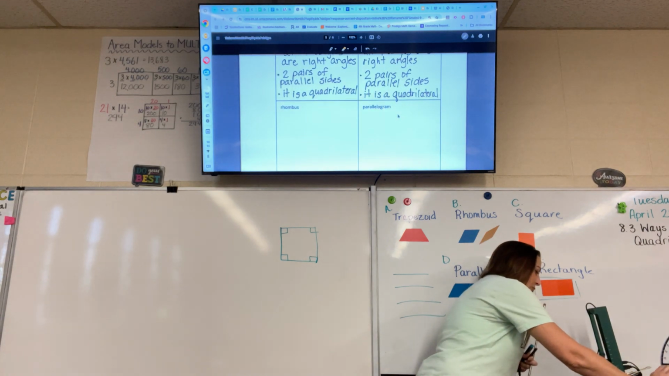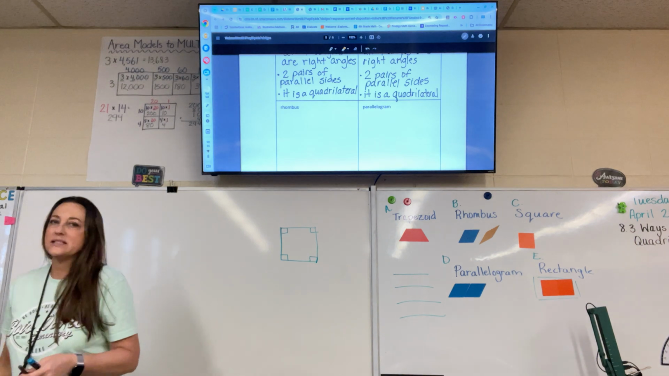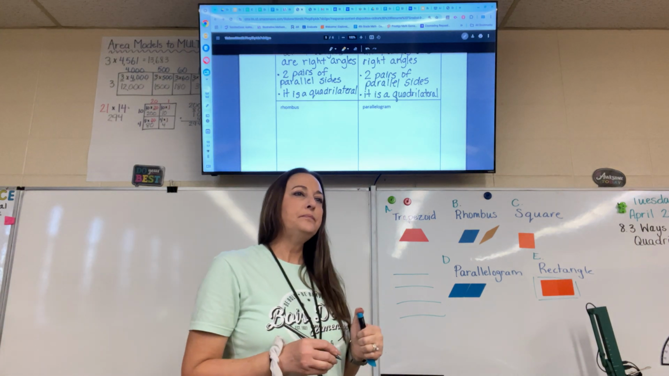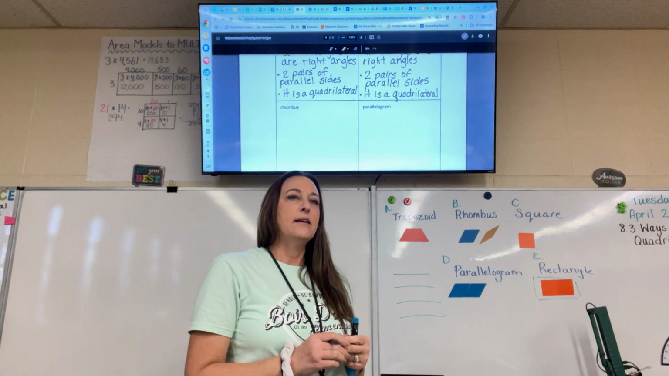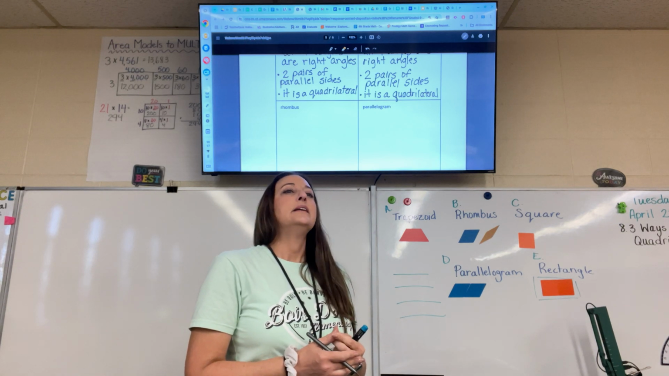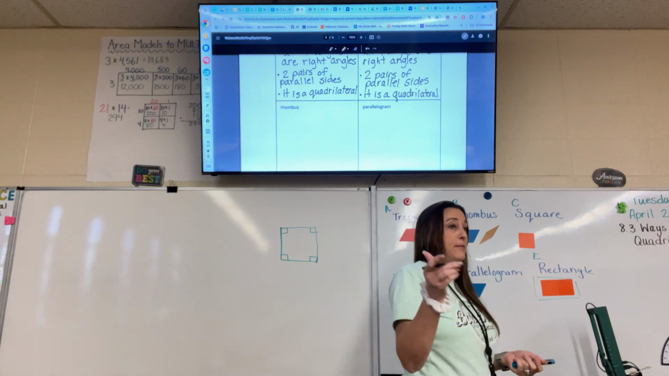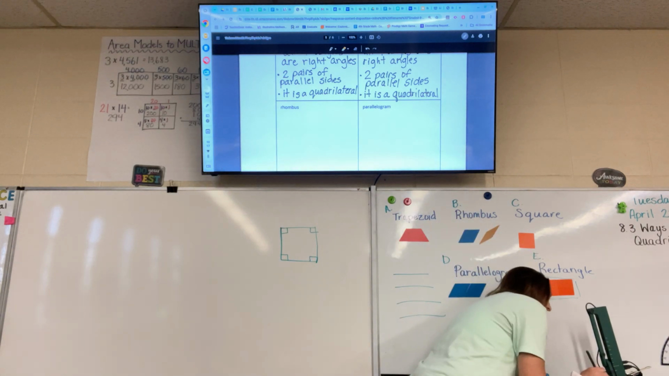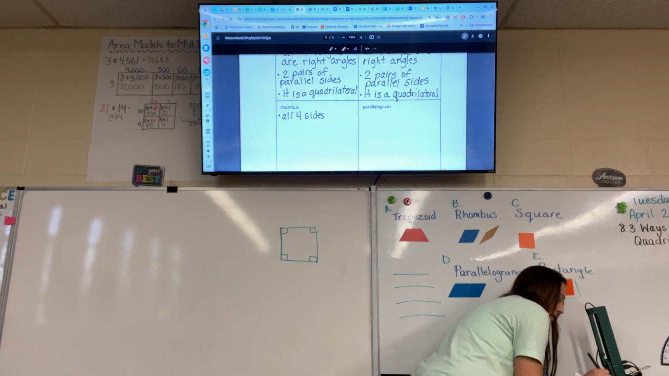All right, so rhombus. What do we know about the side lengths of a rhombus? Lily? Nope. Josiah? Every side has the equal length. Yes, on a rhombus, it's like a square. All 4 sides are the same length, okay? On a rhombus, all 4 sides are equal length.